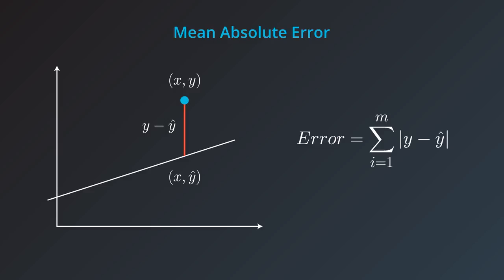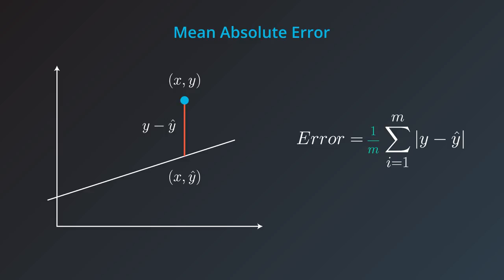But in this case, we'll use the average or the mean absolute error, which is the sum of all the errors divided by m, the number of points in our data set. Using the sum or the average won't change our algorithm since it would only scale our error by a constant, namely m. And notice something here, which is that we have an absolute value around the y minus y hat.